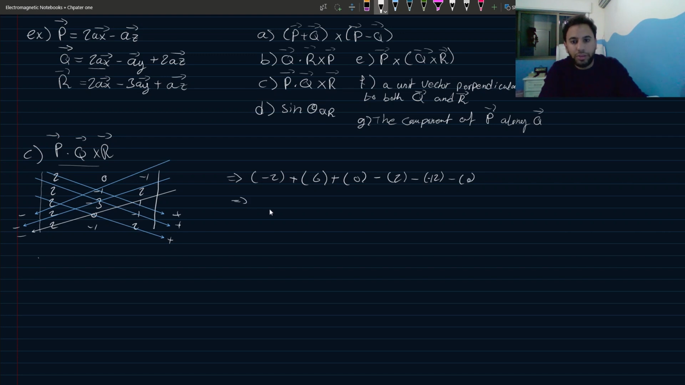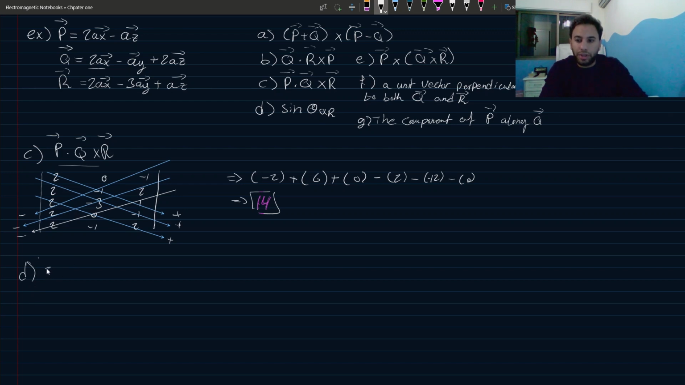And now we add them all together. Minus 2 and 6, that is 4. Plus 0, still 4. Minus 2, that is 2. Minus 12, that gives us 14. And the answer is correct. It should give us 14. D.